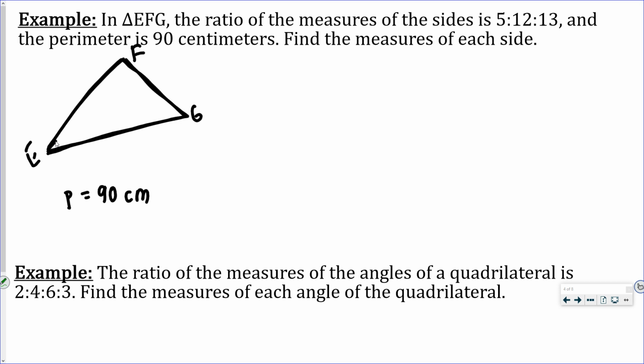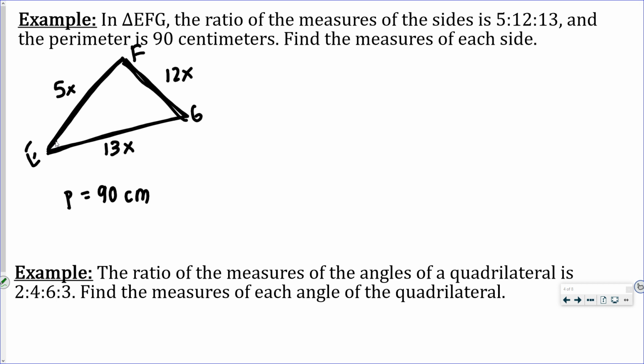So an easy way to do this algebraically is to say, okay, this side, if it's a multiple of 5, is going to be 5 times some factor. We'll figure out what this factor is. This side, say this is my 12 side, is going to be 12 times that same factor. And then my largest side, 13 times that same factor.